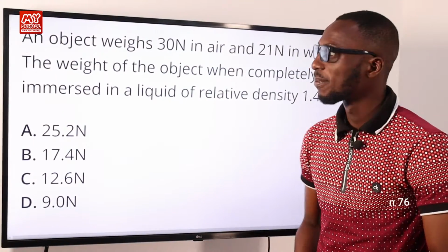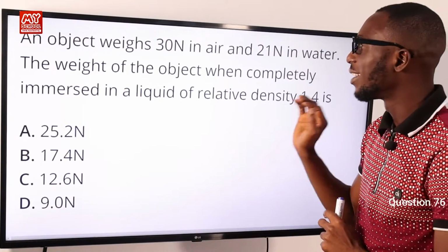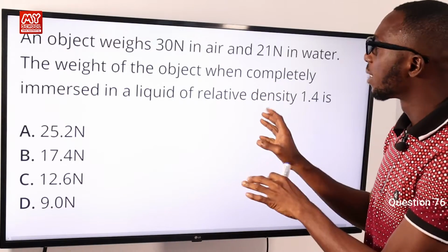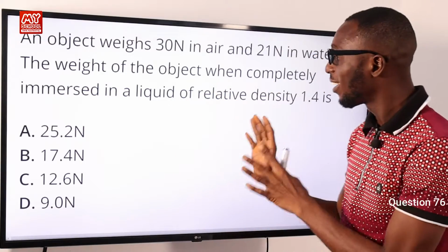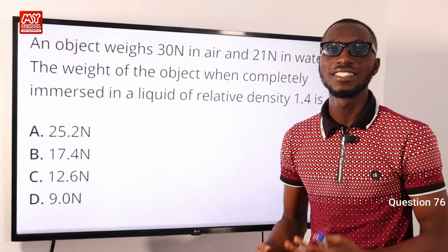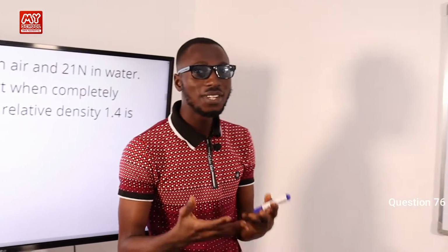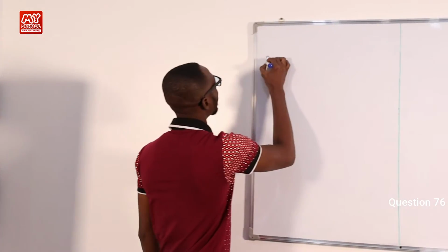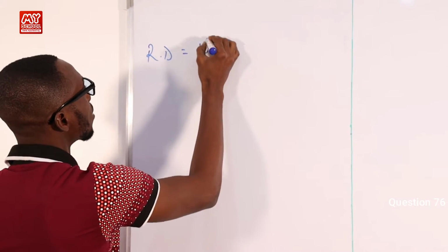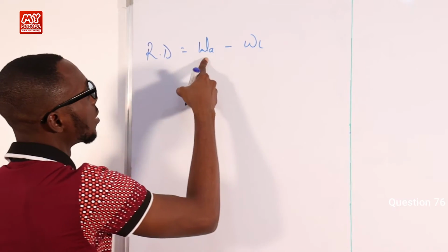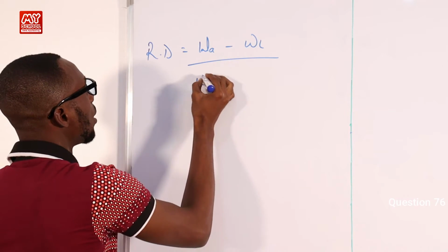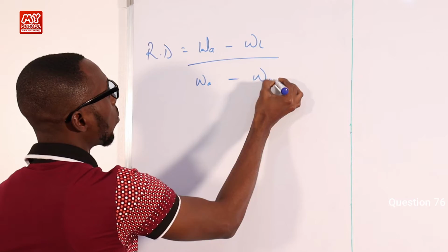Question 76. An object weighs 30 Newton in air and 21 Newton in water. The weight of the object when completely immersed in a liquid of relative density 1.4 is what? Okay, so just recall that relative density of the liquid equals loss of weight in air, which is weight in air minus weight in the liquid, over loss of weight in water. That is weight in air minus weight in water.